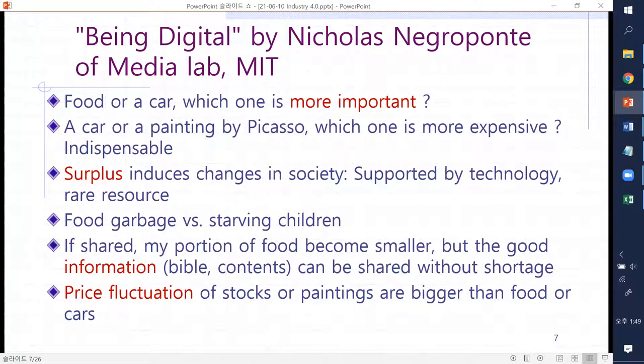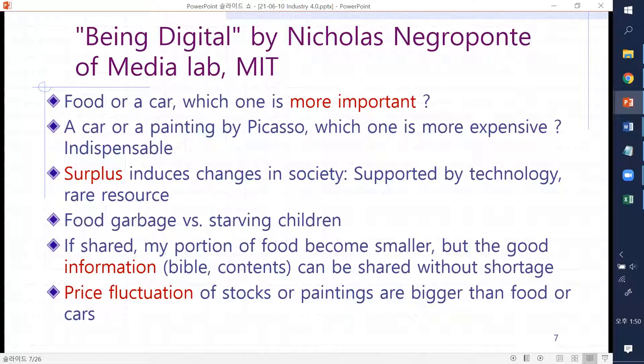And this one is a book about being digital, written by Nicholas Negroponte of the Media Lab of MIT around 20 years ago. And he's saying, food or car, which one is more important or critical? If there is no food, we can die, right? But without a car, we can still stay. So a car is not indispensable. But the price of a car is much higher than food. Right? So price and indispensability are different points.